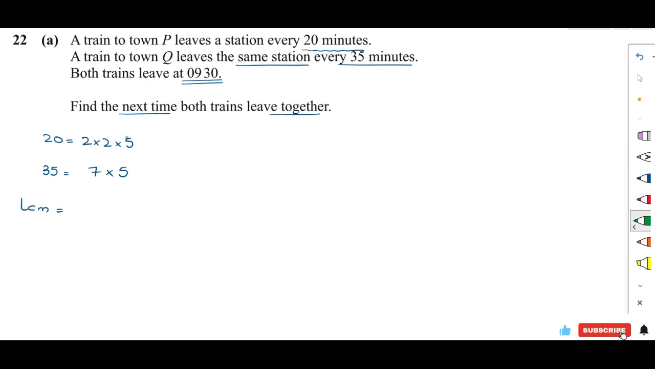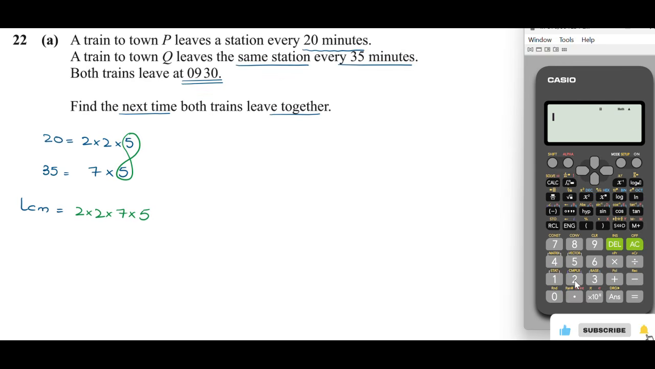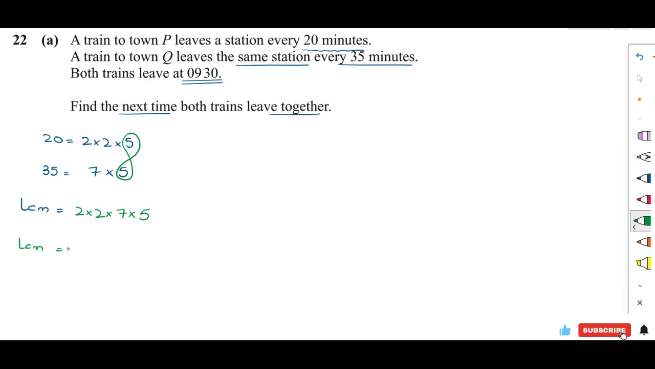Okay, so for LCM, the first thing is to figure out the common one. 5 is common. Now list the commons and uncommons. The uncommons are 2 into 2 into 7 into the common one is 5, right? 2 into 2 into 5 into 7, that is 140. So their LCM is equals to 140. So after 140 minutes both trains leave the station together. The first time is 9:30, and the next time is after 140 minutes.